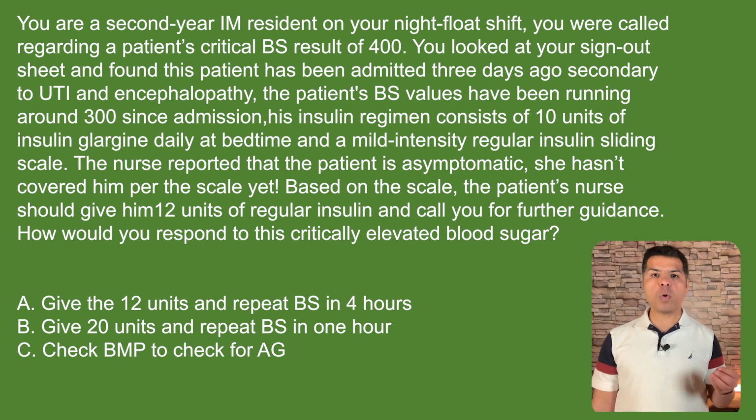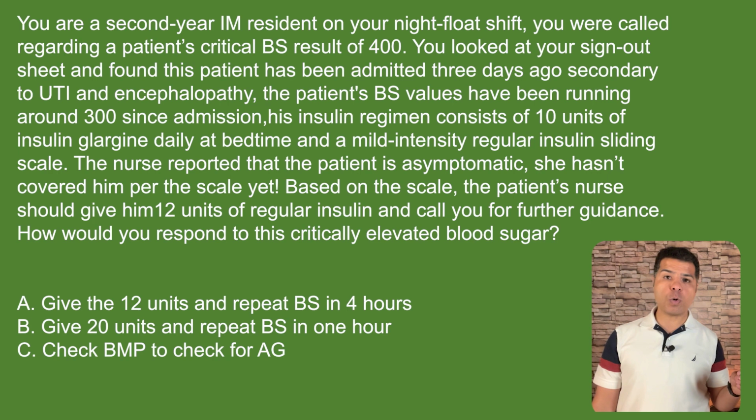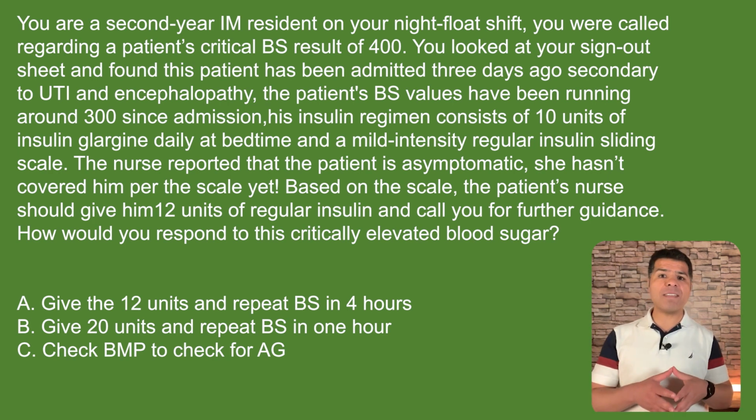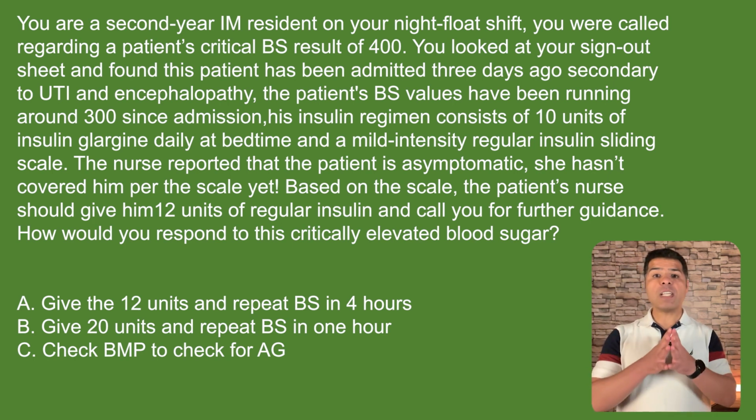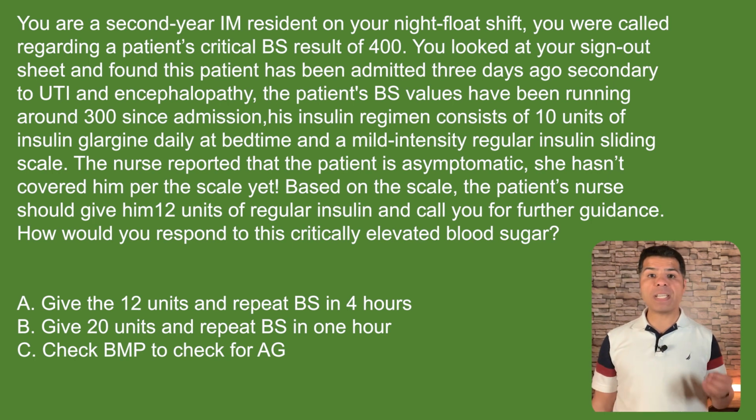Giving 12 units only and repeating blood sugar in 4 hours is not acceptable, as this will lead to hyperglycemia for a prolonged period of time and the risk of ketosis. Checking for anion gap is not incorrect but may not be necessary given the patient is completely asymptomatic, particularly if the patient's anion gap has been normal on previous labs. Giving 20 units of regular insulin and repeated blood sugar checks in 1 hour is the best next step.